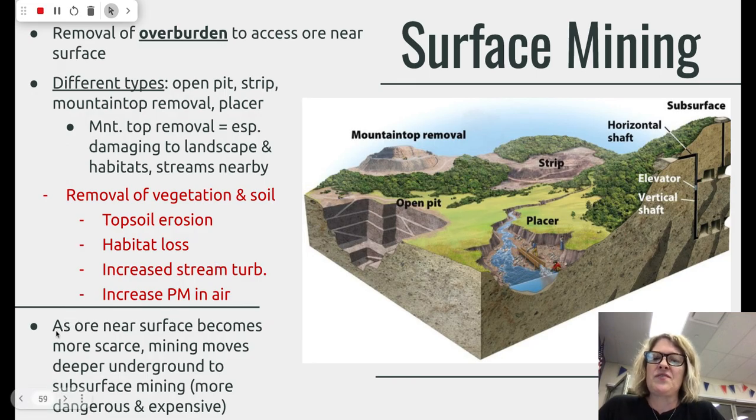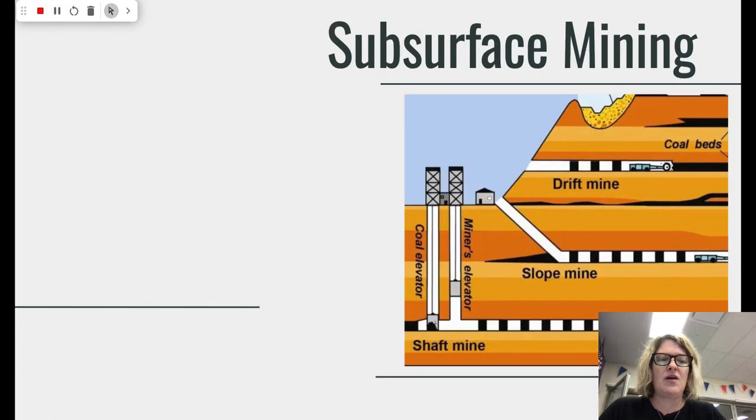As the ore near the surface becomes more scarce, the mining will end up moving deeper and deeper underground, and it will actually begin to turn into something that we call subsurface mining, which is a much more expensive process. Subsurface mining is when we think of old coal mines that we used to have, where you've got these shafts that you have to go down underneath the ground. There's an elevator that will transport folks to the much deeper layers of the earth to collect the ore.